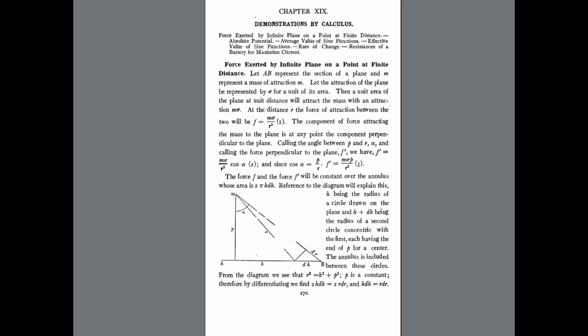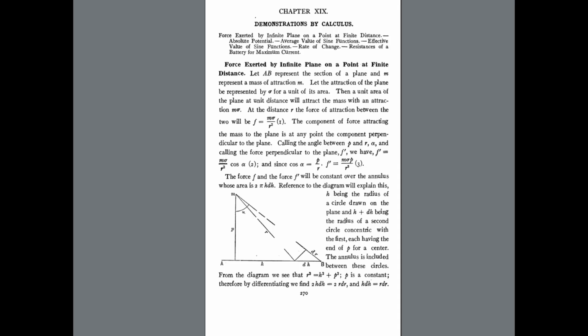Instead of dividing the plane into arbitrary little pieces, he uses the symmetry of the problem. Imagine the point on the plane immediately underneath the mass. Around this point, draw a circle of radius h. Now draw a second circle, concentric with the first, whose radius is h plus the infinitesimal amount, dh. The very narrow strip lying between those two circles is an annulus. Its area is 2 pi times h multiplied by dh.